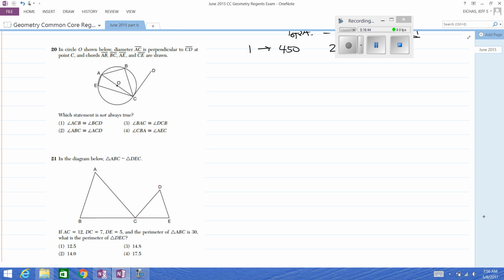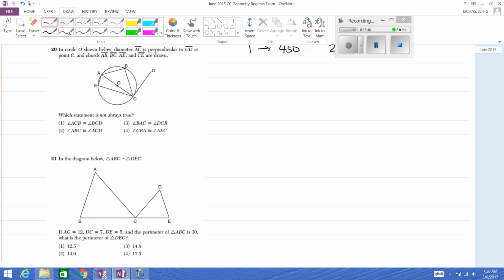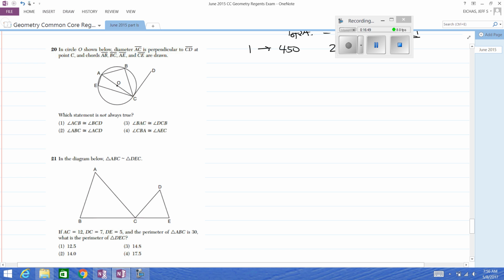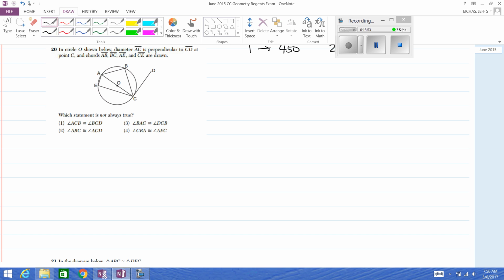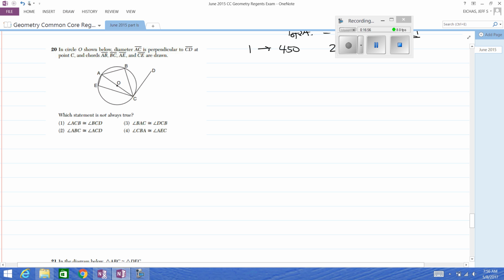All right, let's create some space. This is going to be number 20, a circles question. All right, so we have AC and CD. They're telling us AC is perpendicular, so that tells us as well that CD is a tangent. So that's an indirect way of telling us CD is tangent. Any radius and tangent will make a right angle, or diameter and tangent.